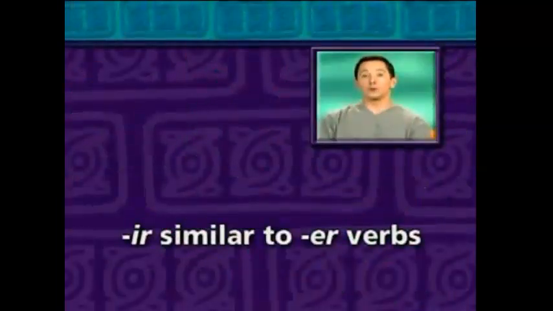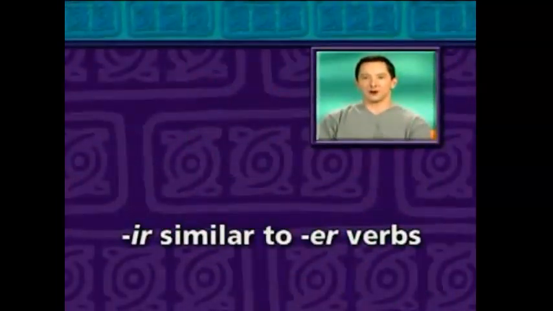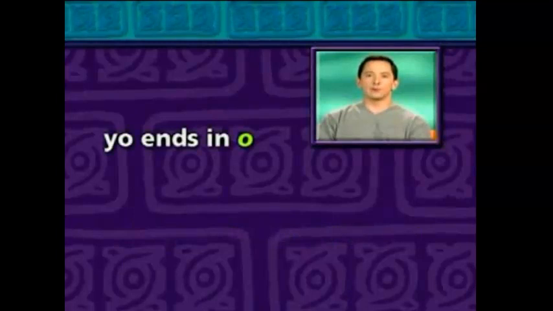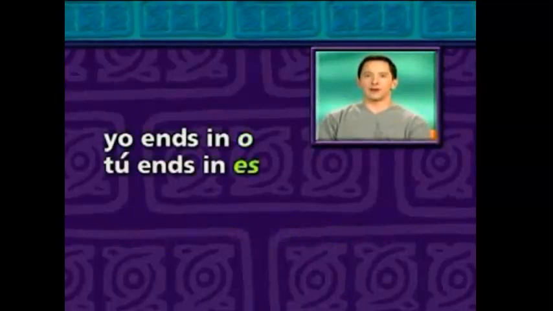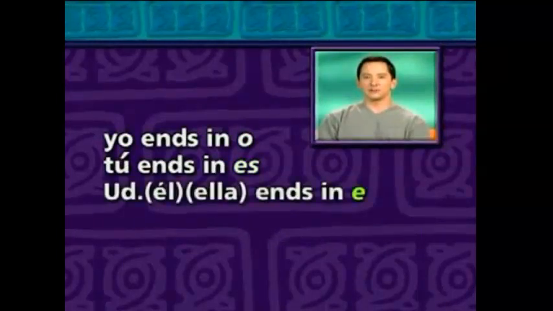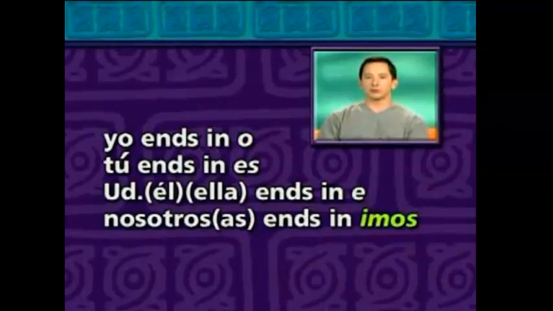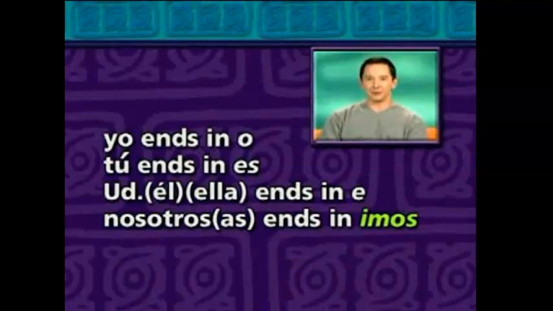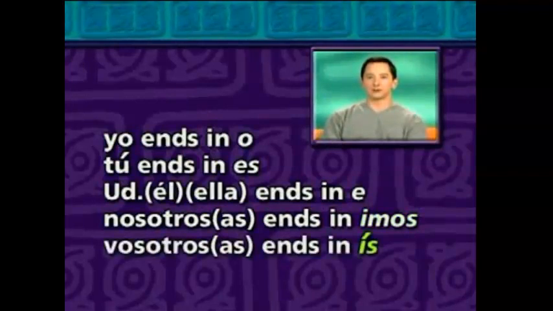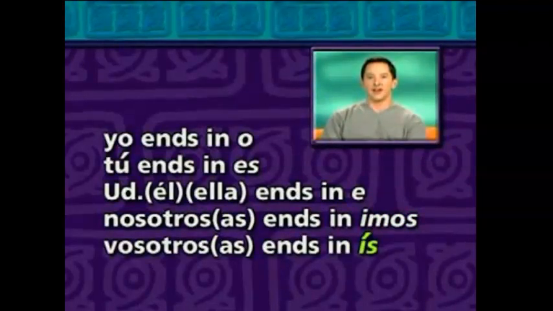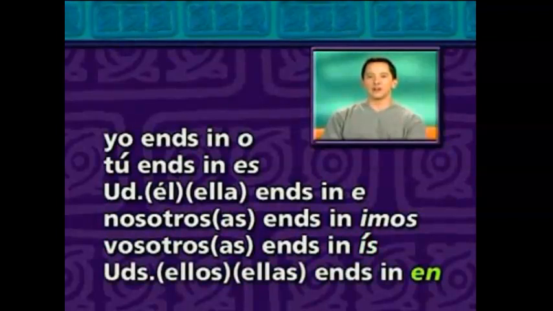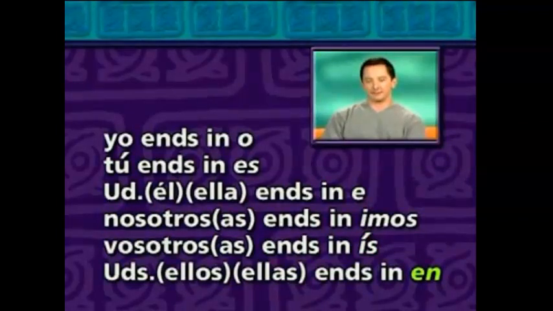IR verbs are almost exactly the same as ER verbs. The yo form ends in o, the tú form ends in s, the usted, él, and ella forms end in e, the nosotros, nosotras forms end in imos, the vosotros, vosotras forms end in is, and the ustedes, ellos, and ellas forms end in en.